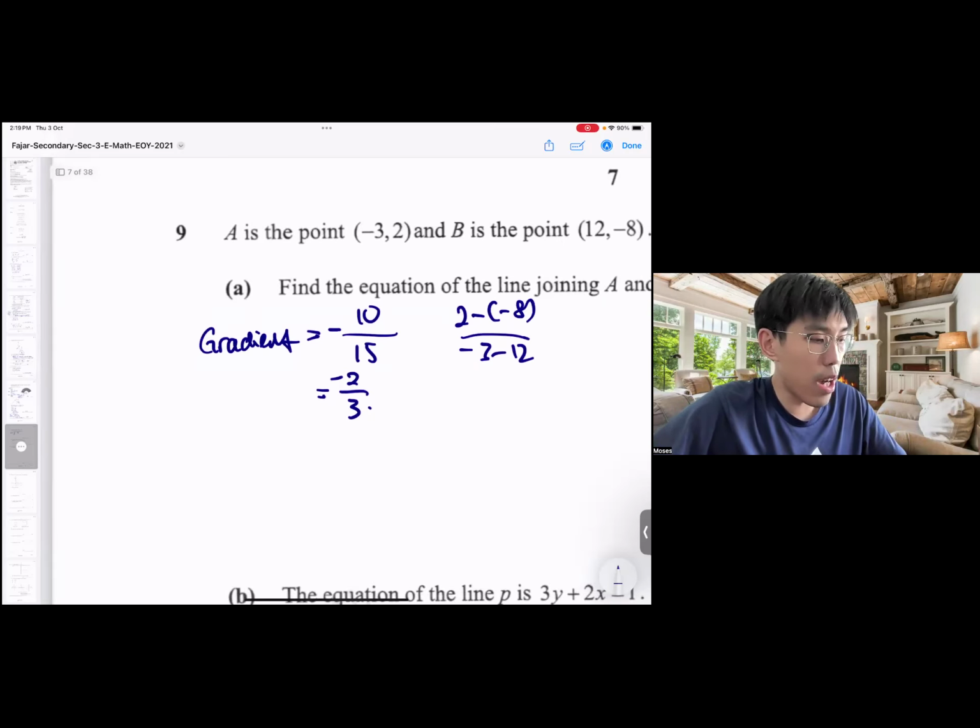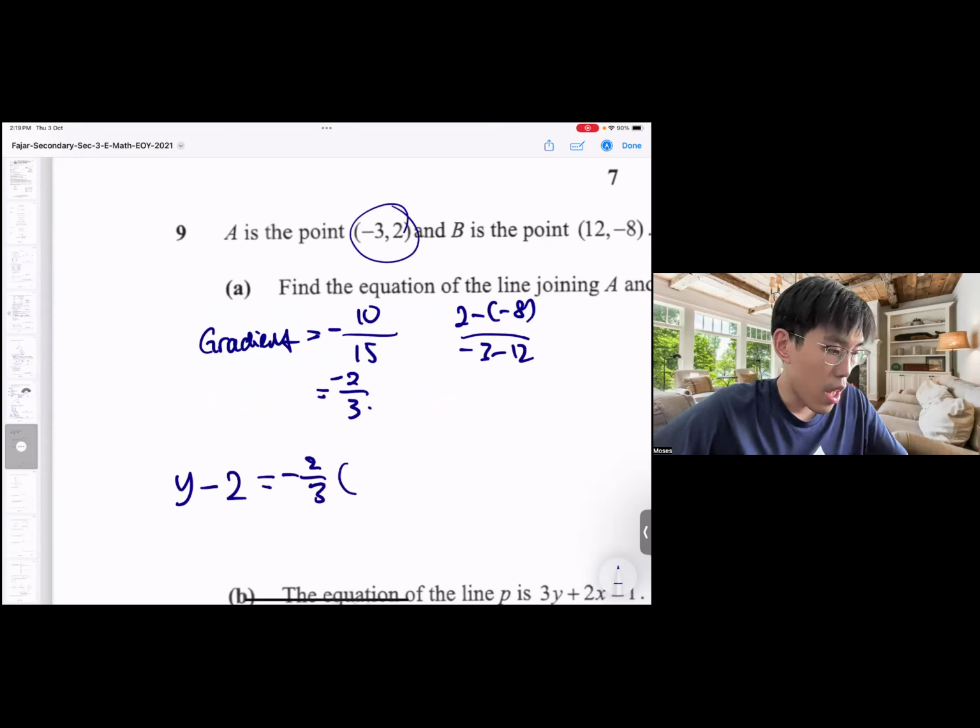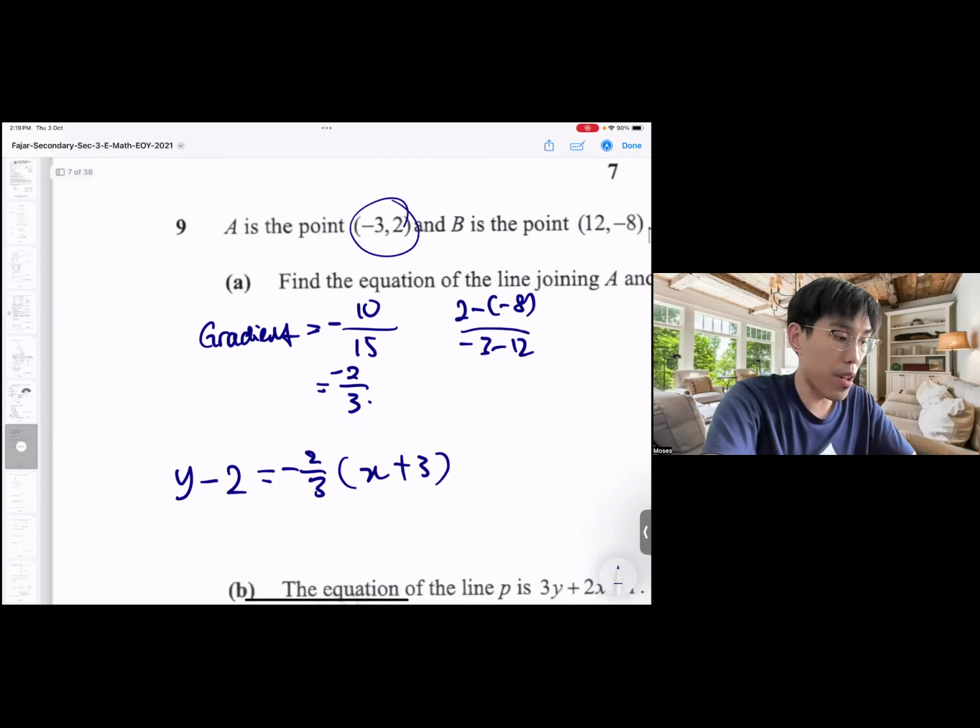In order to find the equation, I'll use the other formula. Normally, I know you talk about subbing points, but I prefer the other formula, which is using a known point. So I will use this as a known point. So y minus 2 equals -2/3 times x plus 3. If you are familiar with this method, good for you. For me, I'll use this method all the way throughout.